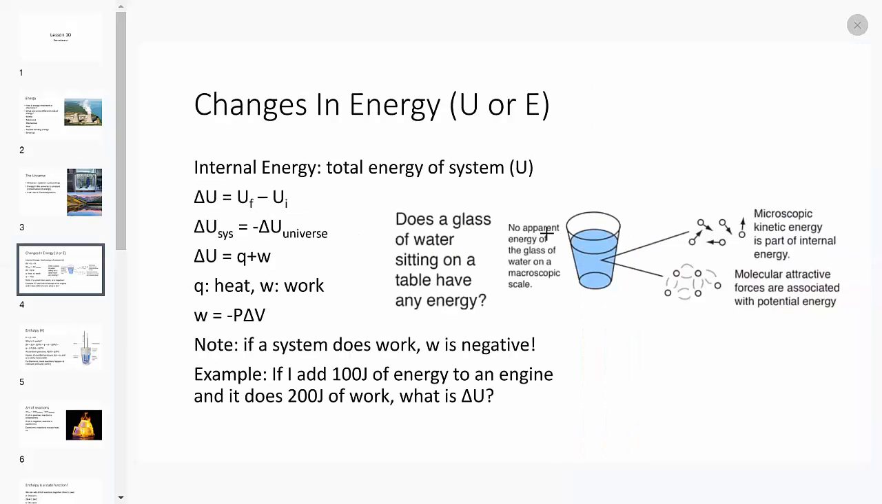Now we want to talk about changes in energy. So I want to define something called internal energy. Internal energy is usually represented with a U, but you might see it represented by a capital E. So either a capital U or a capital E. U represents the total energy of the system.